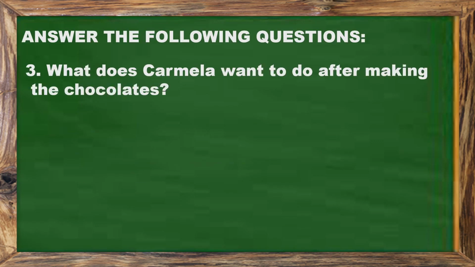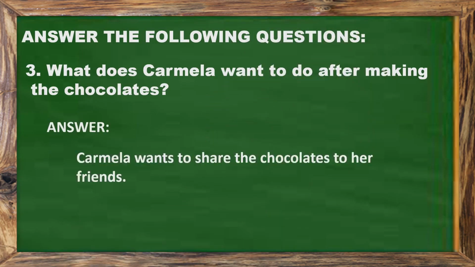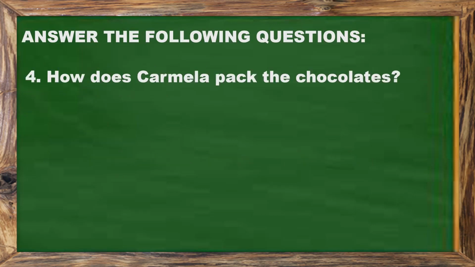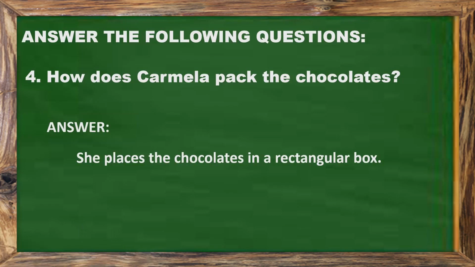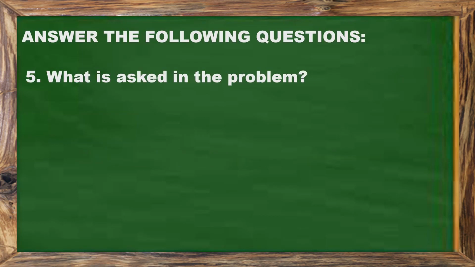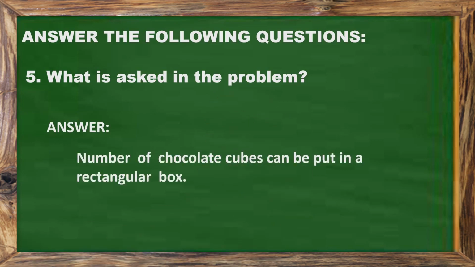Third question. What does Carmela want to do after making the chocolates? Correct. Carmela wants to share the chocolates to her friends. Fourth, how does Carmela pack the chocolates? She places the chocolates in a rectangular box. Last question, what is asked in the problem? Number of chocolate cubes can be put in a rectangular box.